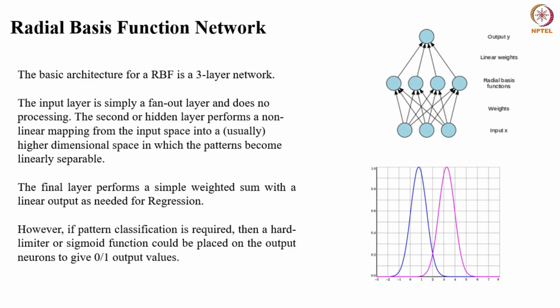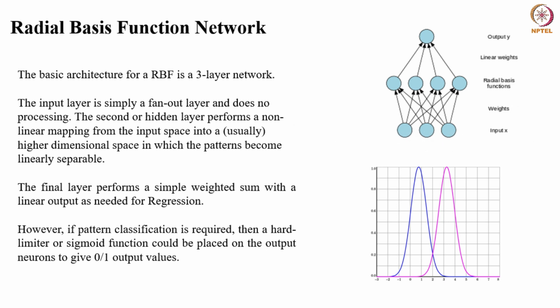The first one I want to mention is something called a radial basis function network, which is actually a very simple network with one input layer, one hidden layer and one output layer. What's specific is that the middle layer has a very specific activation function, which is a radial basis function, and you can see to the right examples of how such a function looks. The input layer is very simple. It's just a fan-out layer and has no processing.